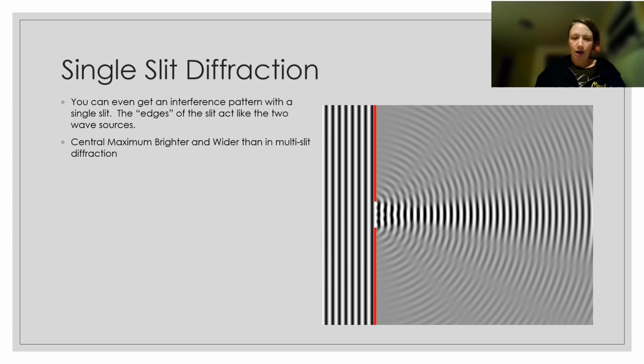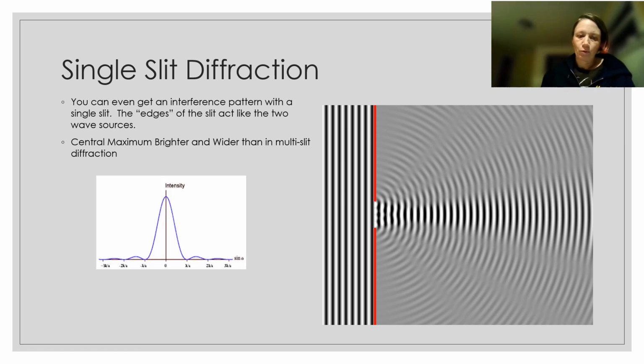Compared to multi-slit diffraction, the central maximum is brighter and wider. Most of the wave energy goes straight through, and so we end up with a high intensity wave right in the middle, and the other bright and dim fringes are less defined.